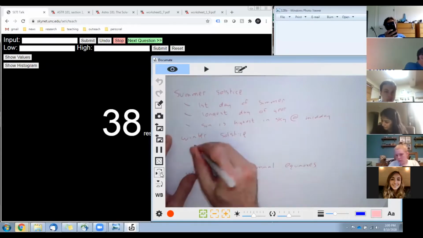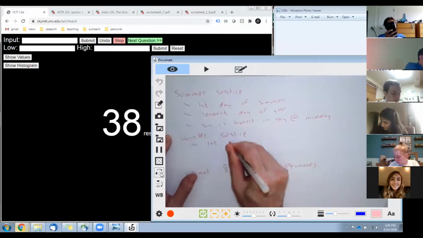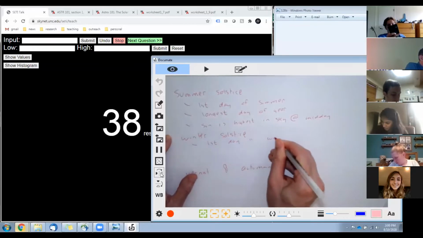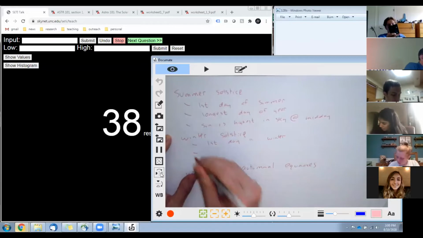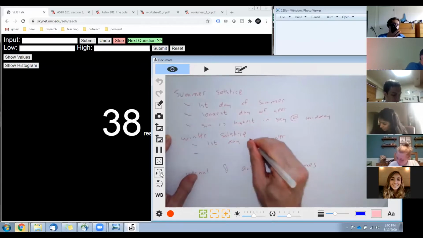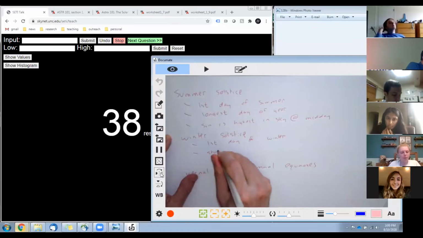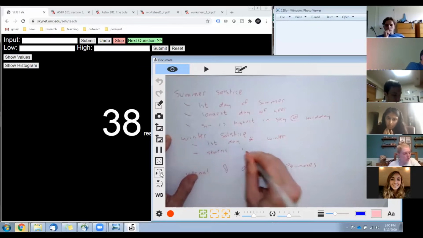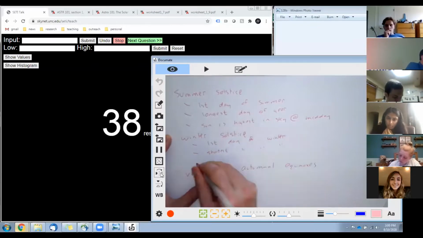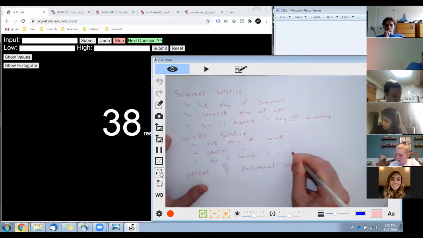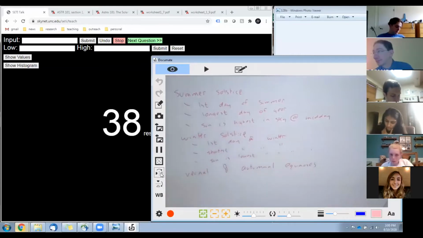Winter, it's just the opposite. This is the first day of winter. It is the shortest day of the year, and the sun is lowest in the sky at midday.